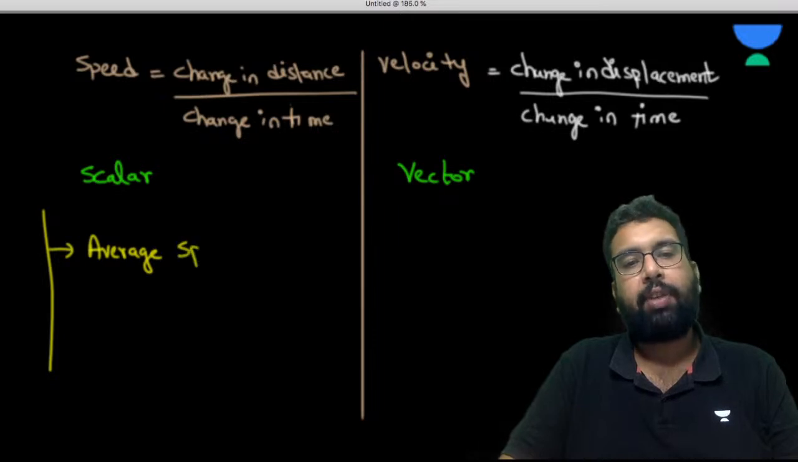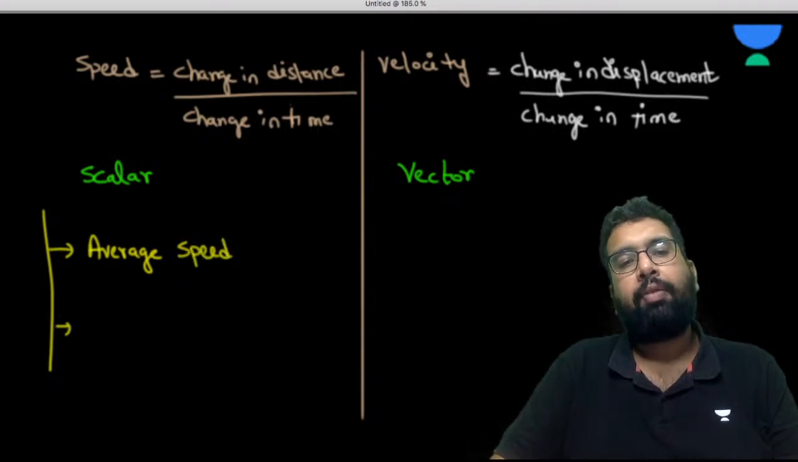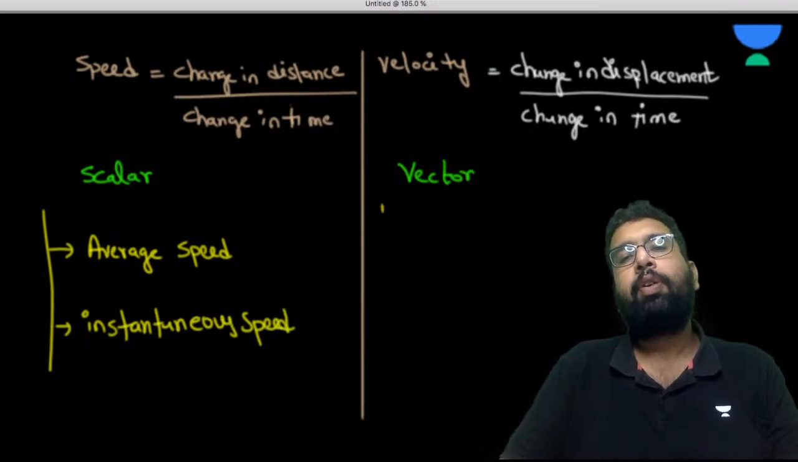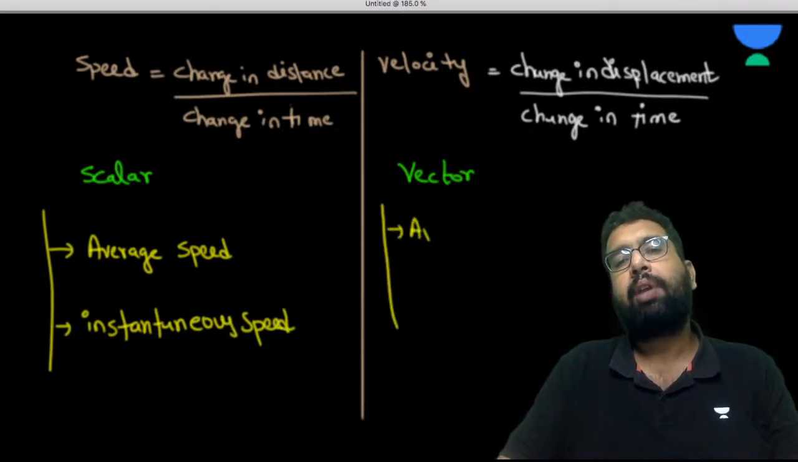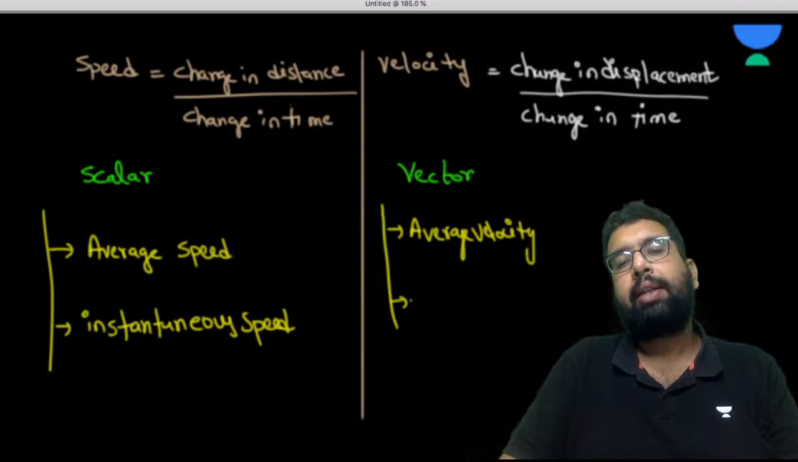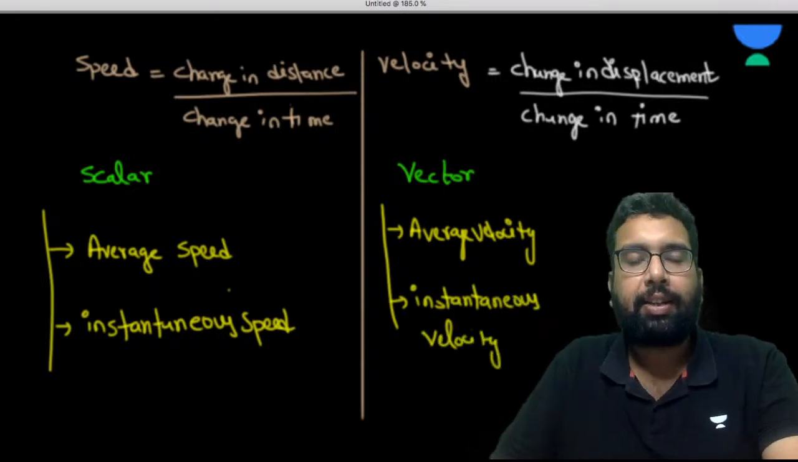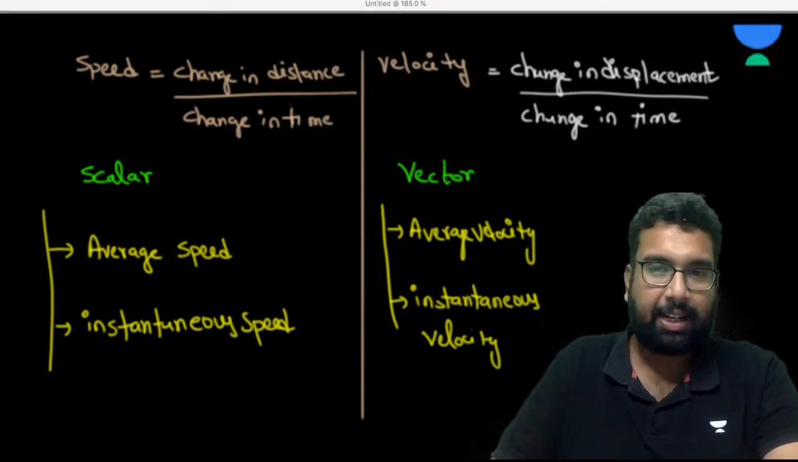So we have one average speed and one instantaneous speed. Similarly for velocity, we have the average velocity and the instantaneous velocity. Average velocity, instantaneous velocity, average speed, instantaneous speed.